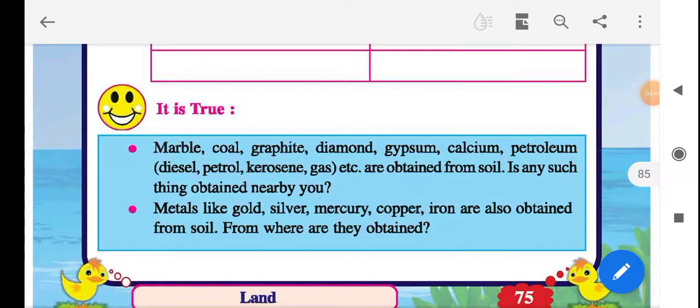Marble, coal, graphite, diamond, gypsum, calcium and petroleum are obtained from the soil. If any such things are obtained near you, then we can write them down.